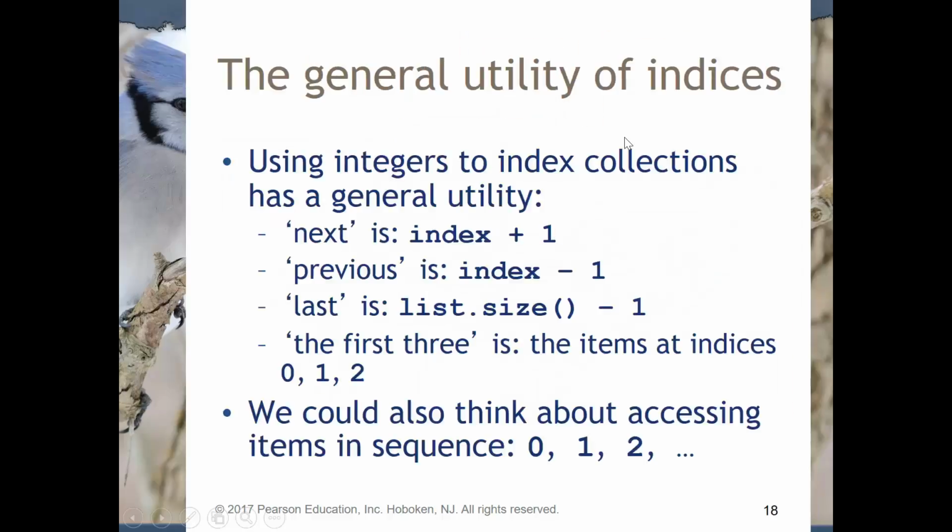General utility of indices. Using integers to index collections has general utility. Index plus 1 is, so whatever the current value is, 1 greater than that is the next one, 1 less than that, unless you're in the 0, is the previous. And the last index number is the array list dot size minus 1. Remember that size represents how many entries are in the array list, but because it starts counting with 0, you have to go back 1. All right, remember the first 3 index items as 0, 1, 2 based on the index. You could also think about accessing items in sequence.